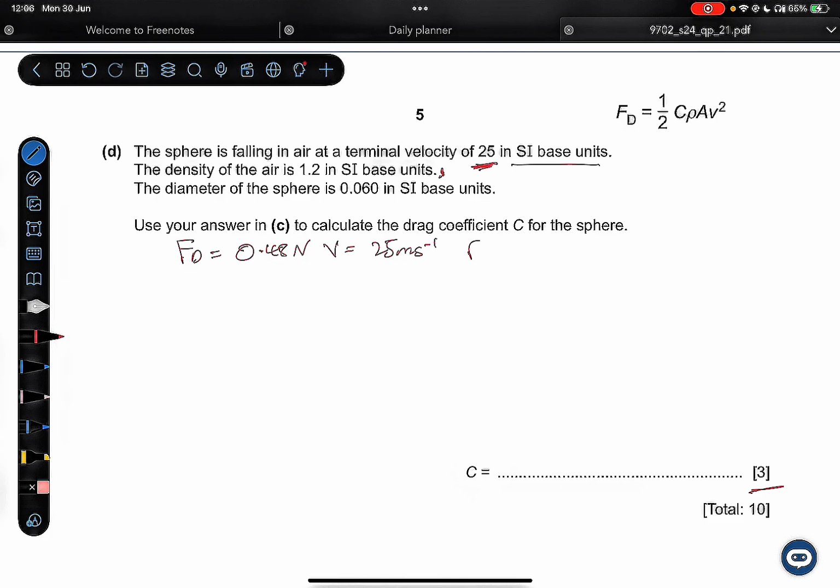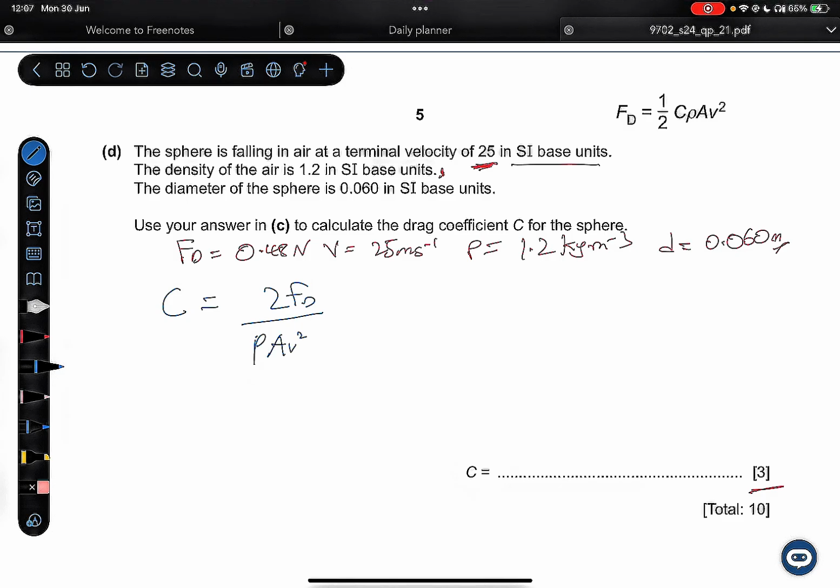Density is 1.2 kg per meter cubed, and then diameter being 0.060 meters. Now, firstly, for finding drag coefficient C, one thing I would usually start with is to make C the subject of the formula so that I see what I'm working with. So that will be 2FD all over rho A v squared.